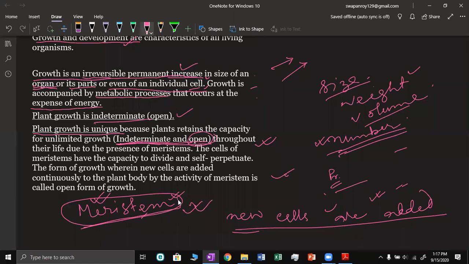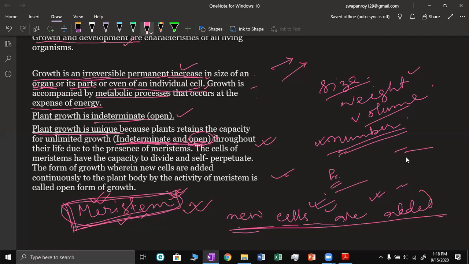This meristem lives until death; so long as the plant is living, the meristem is functional. So new cells are always added and growth continues, and this is why we call plant growth open, indeterminate, that is, unlimited, indefinite.